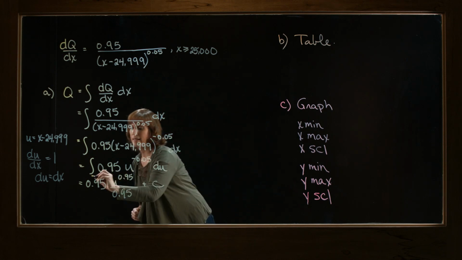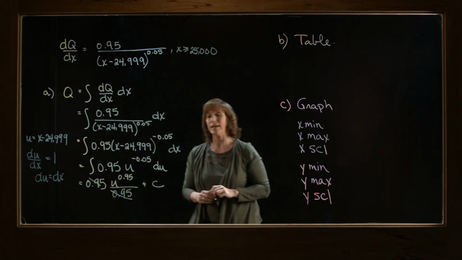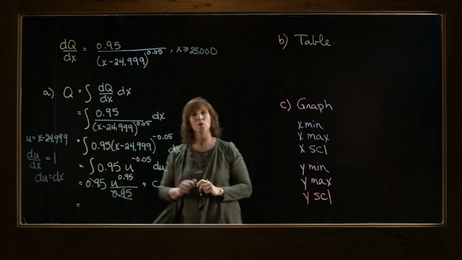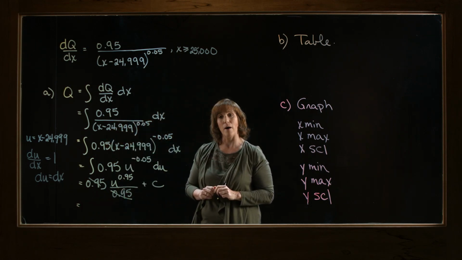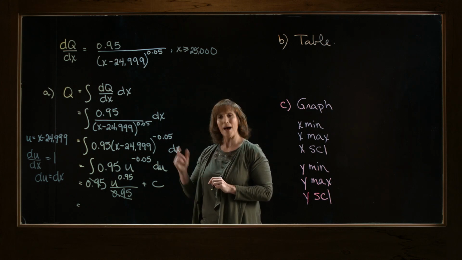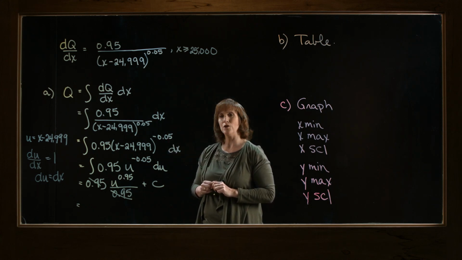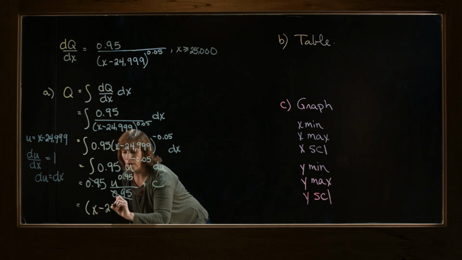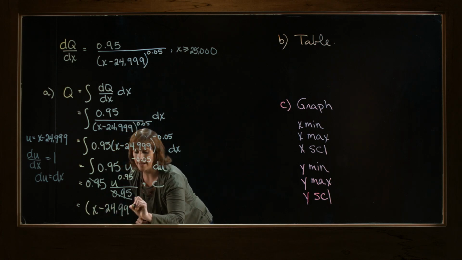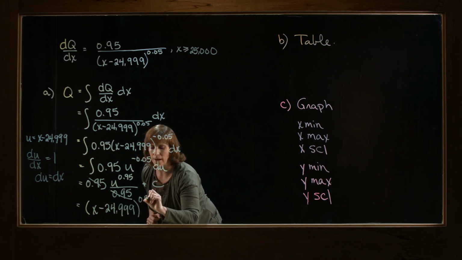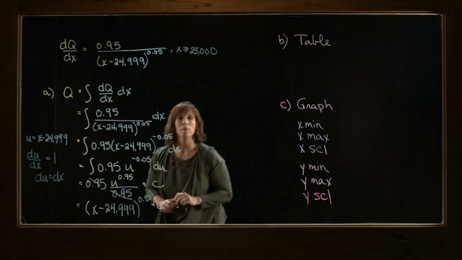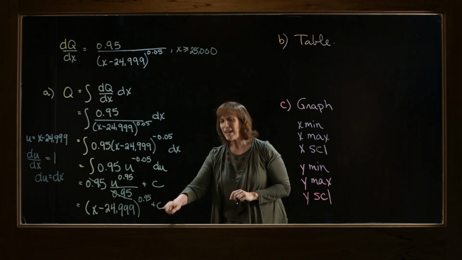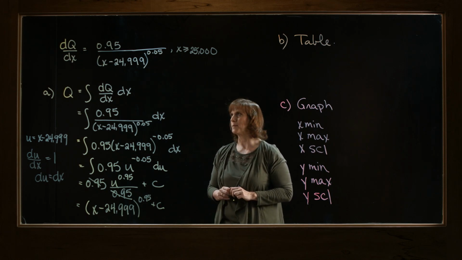Notice that the 0.95s cancel, and I'm left with u raised to the 0.95 power. Well, integration's done, so I can actually substitute my u value in at this point. So I'll have (x minus 24,999) raised to the 0.95 power plus my constant. Well, I'm almost there. What I need to figure out is that constant.